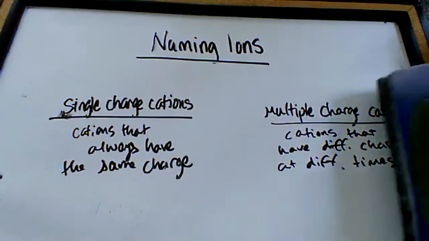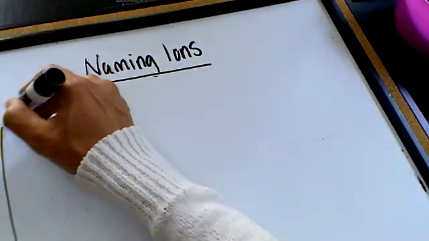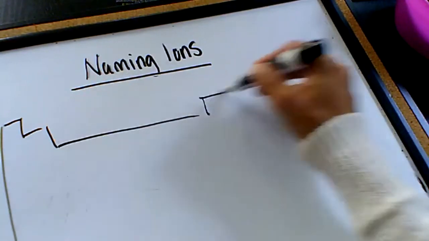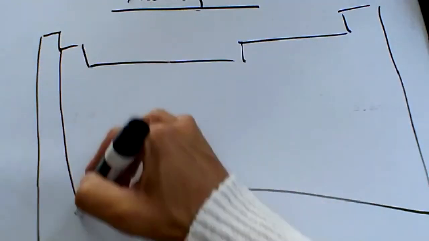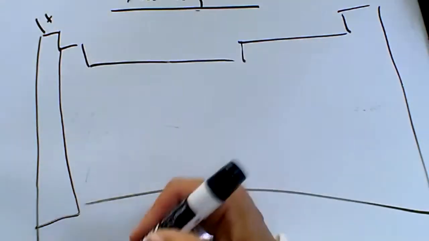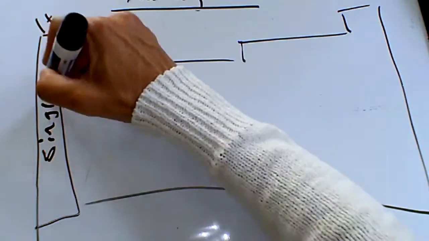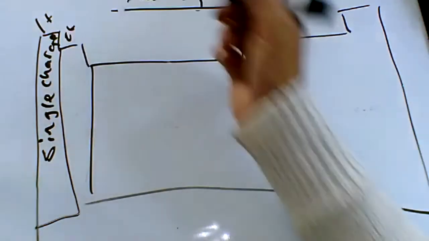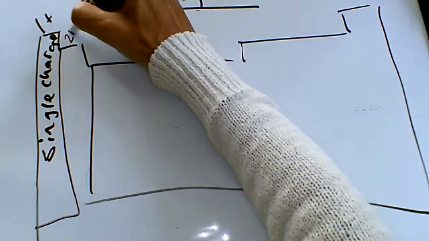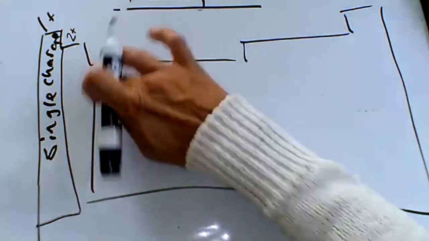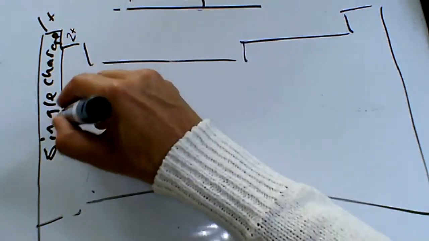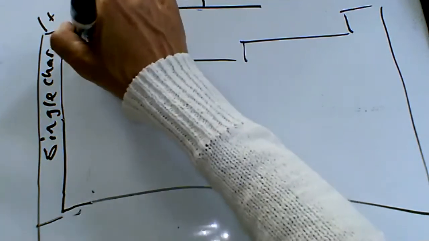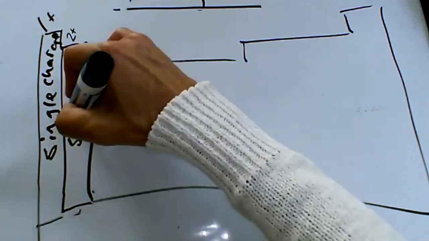All right, if you look at your periodic table, this is just a rough drawing. We know that everyone right here is a 1+ ion, the alkali metals. These are single charge. They're always +1. These are 2+, the alkaline earth metals, which always lose 2 electrons. So these are single charge as well.